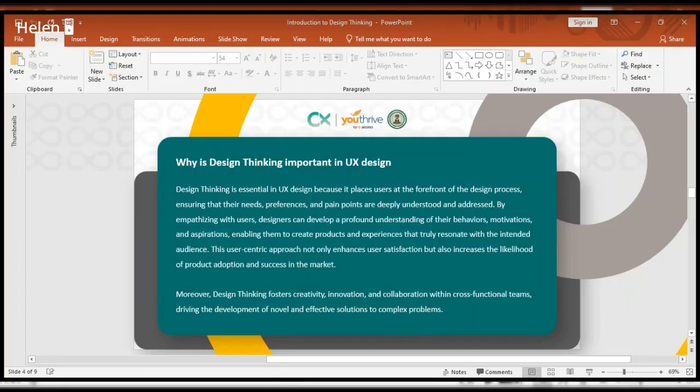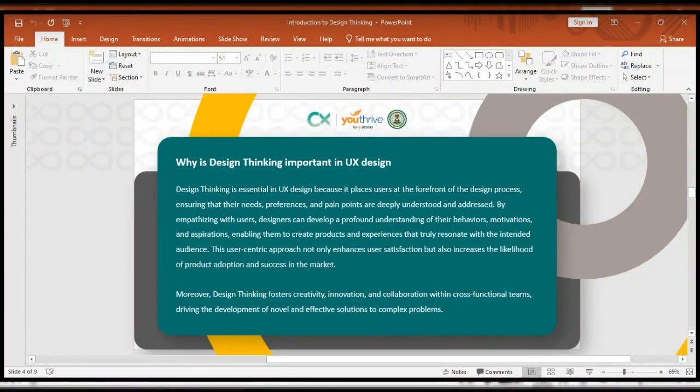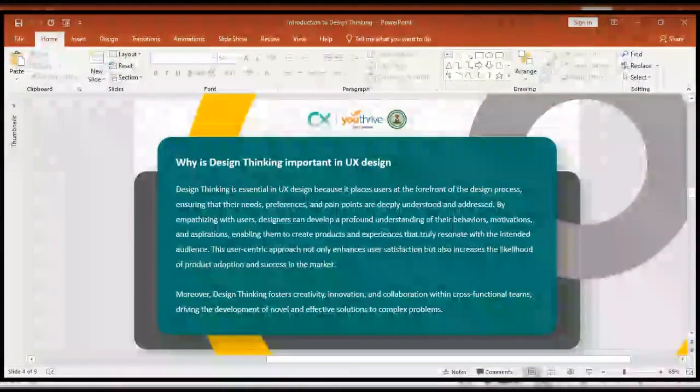Now, design thinking is essential in UX design because it places users at the forefront of the design process, ensuring that their needs, preferences, and pain points are deeply understood and addressed. This is one. By empathizing with the users, designers can develop a deep understanding of their behavior, motivations, and aspirations, enabling them to create products and experiences that truly serve the intended audience. You get to understand your user very, very well. That is why it is very, very important.